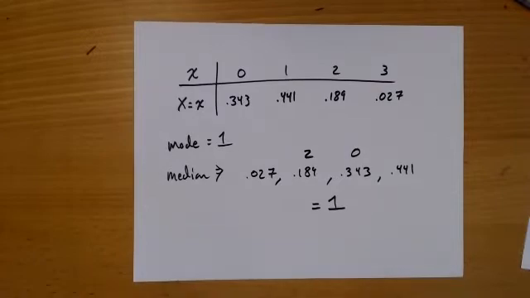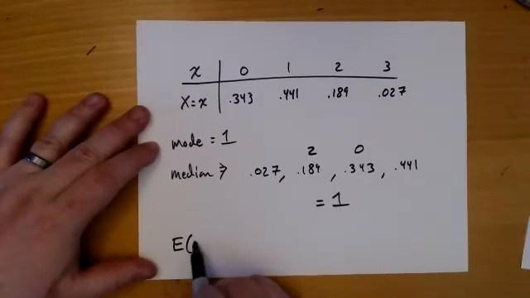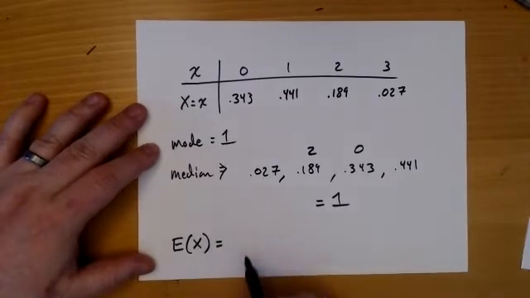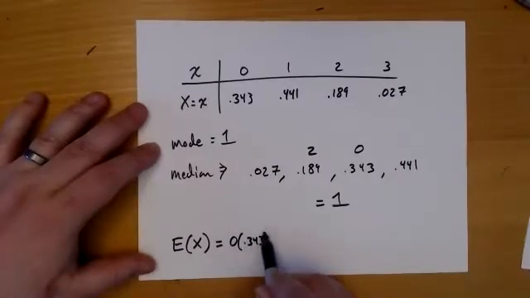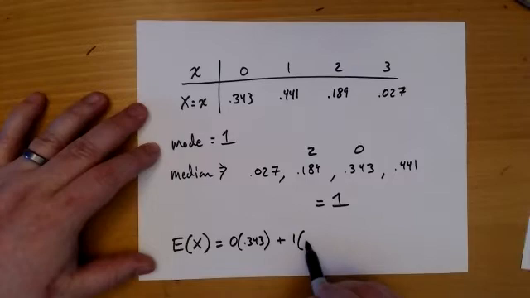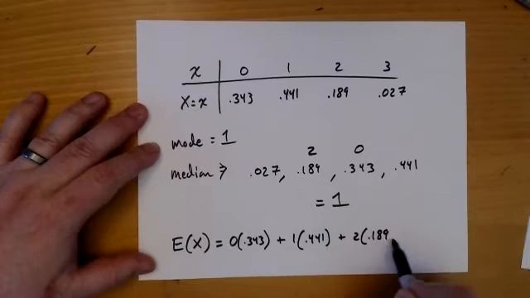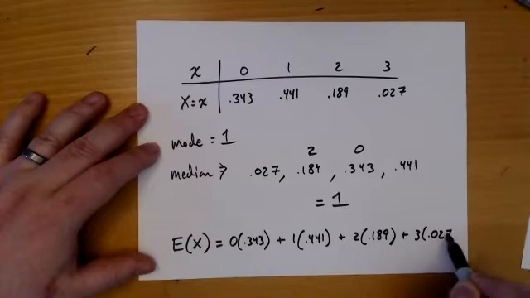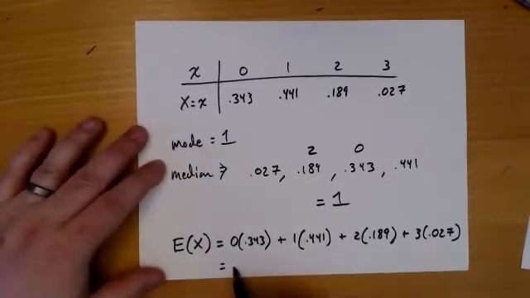So now let's deal with the mean, or the expectation value. The expectation value is sometimes written like this. That's its notation. And so it's going to be 0 times 0.343, 1 times 0.441, 2 times 0.189, and 3 times 0.027. And when you compute all of that, it comes up with 0.9.